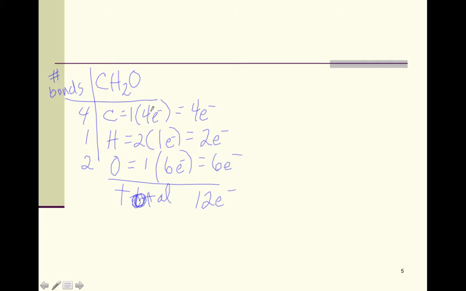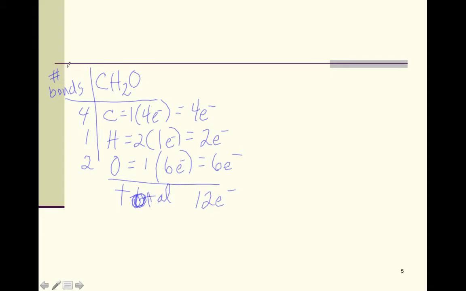Carbon, there's 1 in my formula. 4 valence electrons gives me 4 total. Hydrogen, there's 2 in my formula. Each has 1, that's a 2. And oxygen, he has 6 valence electrons. There's only 1 there for 6. The total is 12. So keeping in mind I must show all valence electrons, so I need to show 12 electrons.